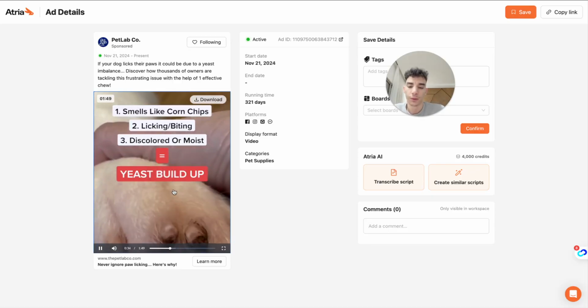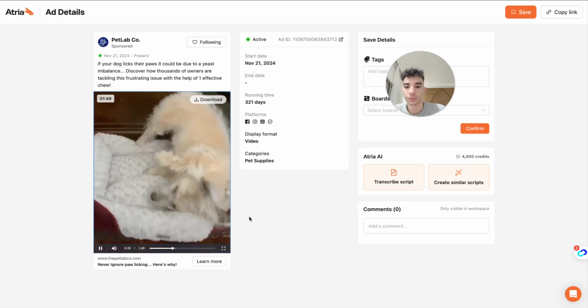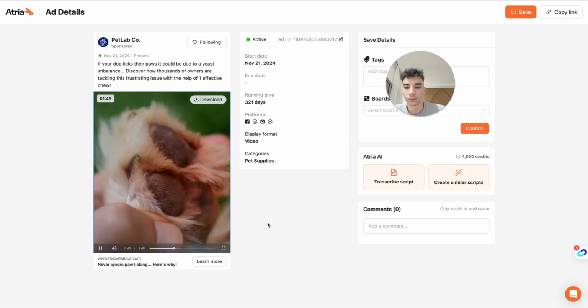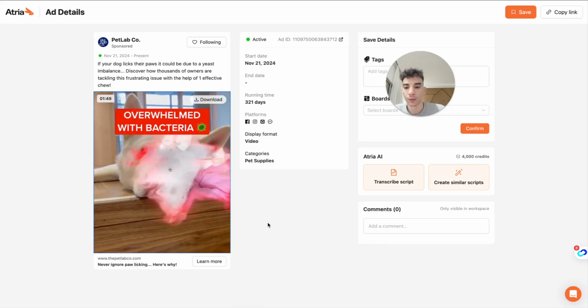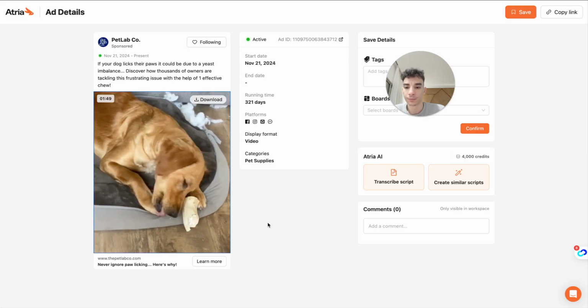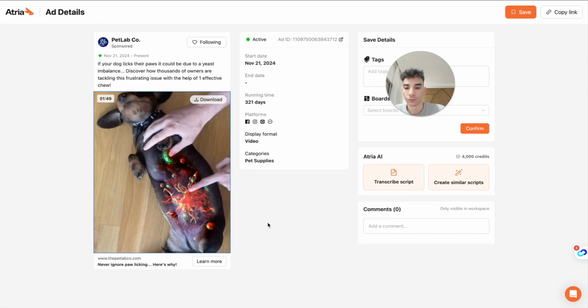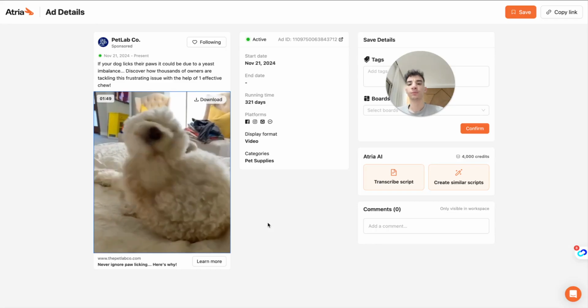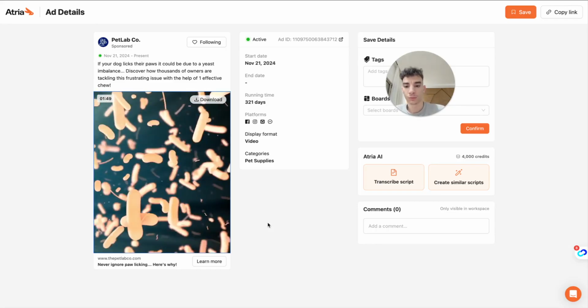Yeast buildup in your dog's paws. But here's the funny thing: the answer to this frustrating issue isn't located in their paws. No. The real cause of this is a gut that has become overwhelmed with bacteria. You see, when your dog's gut is imbalanced, it creates a hyperactive immune system that simply can't deal with the yeast building around your dog's body. Hence why they start to itch and lick their paws, trying to soothe that discomfort of the yeast buildup.